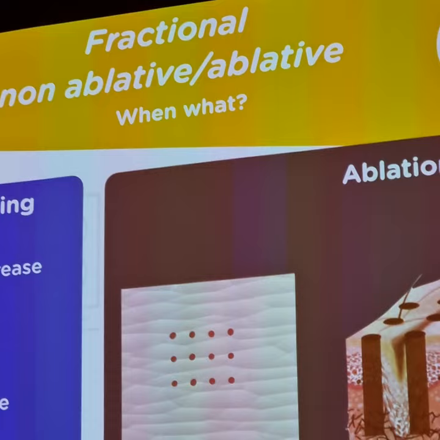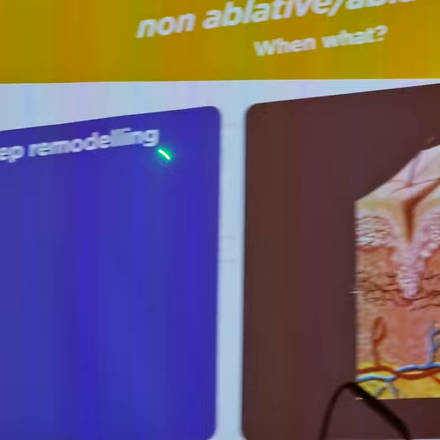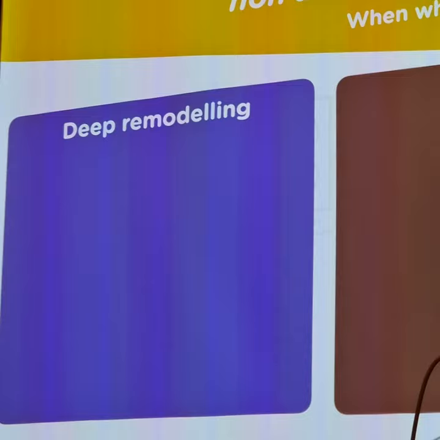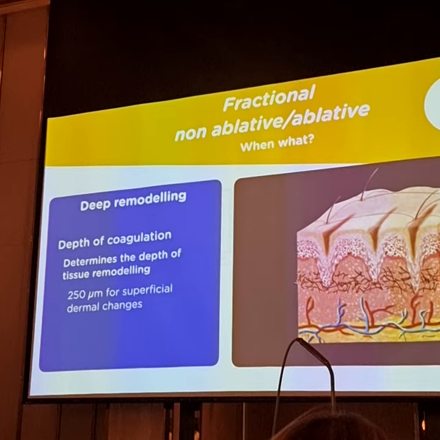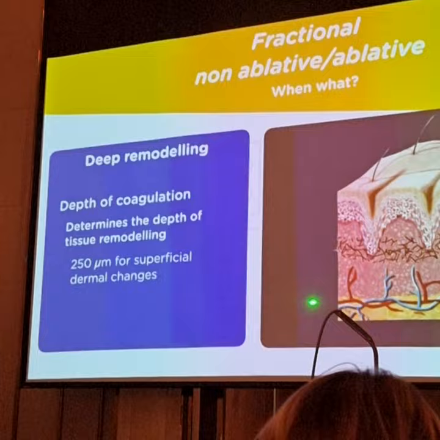If you get deeper with the ablation, you also get more surface change because at the end you remove more tissue. And the second thing we might want to change is the depth of remodeling, okay? Depending on how deep you want to go, depending on the change you want to improve, you might change the penetration. So if you want to treat a superficial lesion, a superficial change, like a superficial wrinkle or superficial acne scars, you don't need to go deep. So you might work with penetrations up to 250 microns, which are the ones delivered by MOXIE, okay?